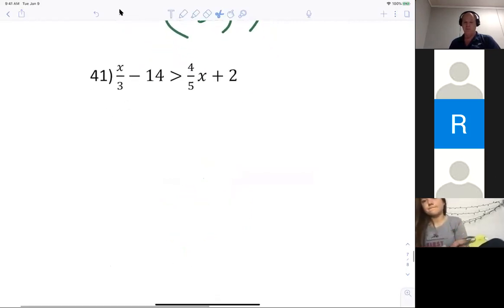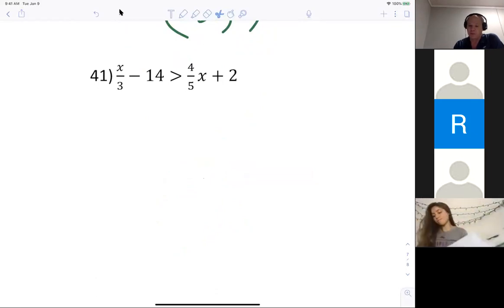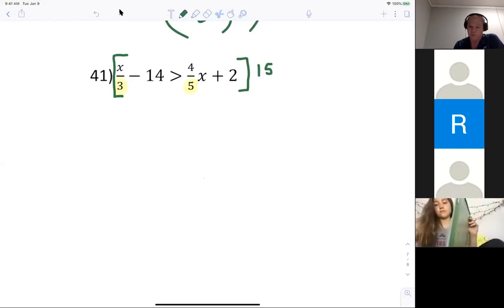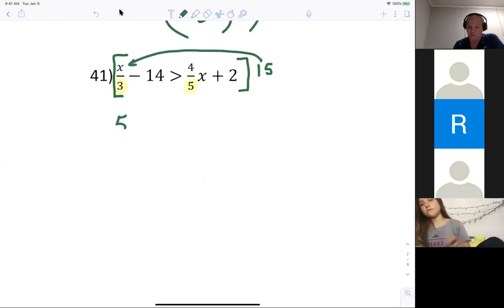Now the first time, we're going to deal with a fraction. So what I want to do is, because I don't want you using a calculator, some of your teachers want you to just go ahead and multiply through by the common denominator. So what's the common denominator with 3 and 5? We'd be multiplying by 15. So if you multiply everything through by 15, 15 times x over 3 would be 5x.